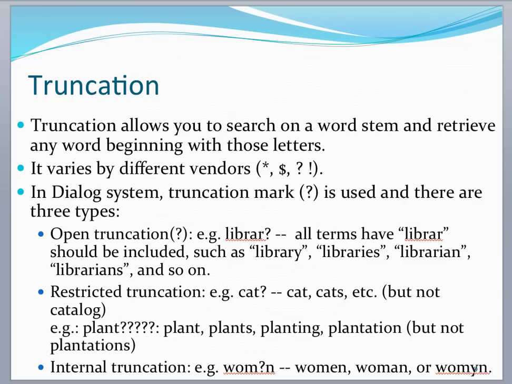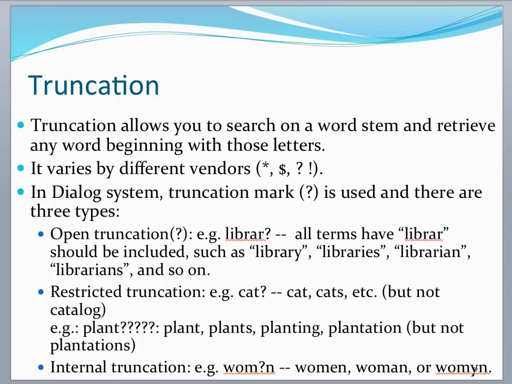Truncation and wildcards, that's also very important for our search to make it more efficient and more effective. Truncation allows you to search on a word stem and retrieve any word beginning with those letters. Again, it will vary from vendor to vendor, from database to database. For example, in the Dialog system, the truncation mark, question mark, is used, and there are 3 types.